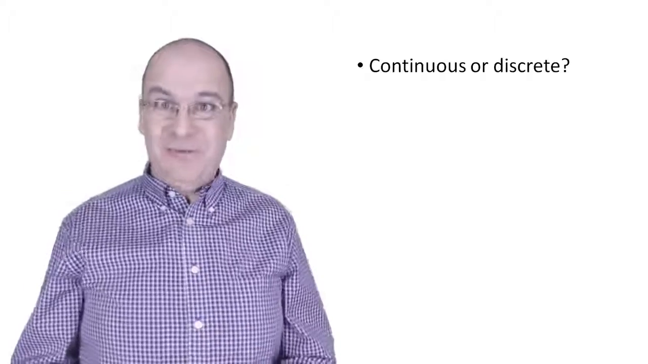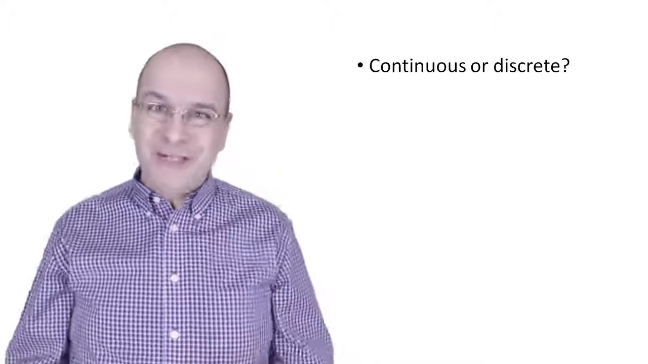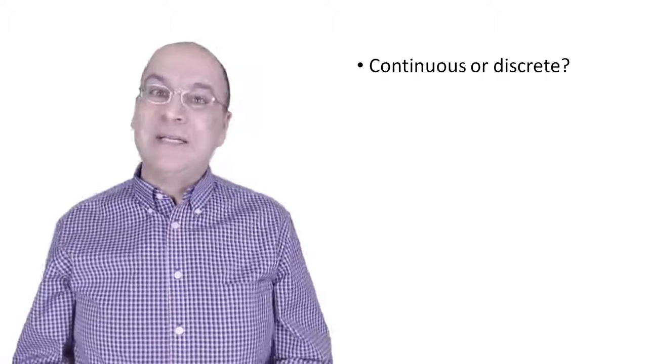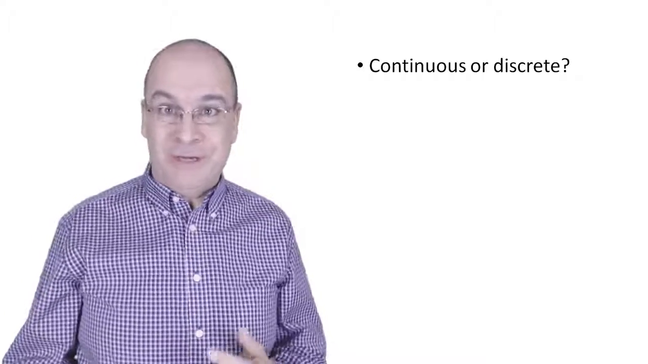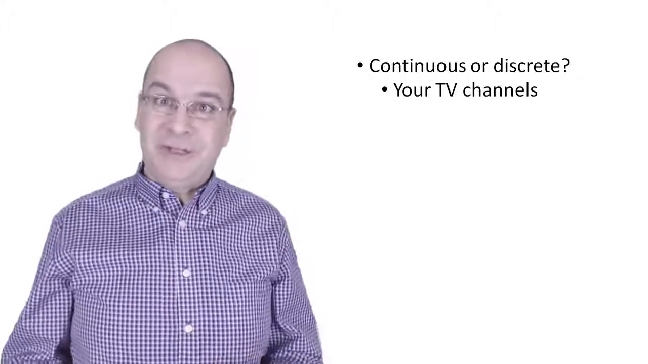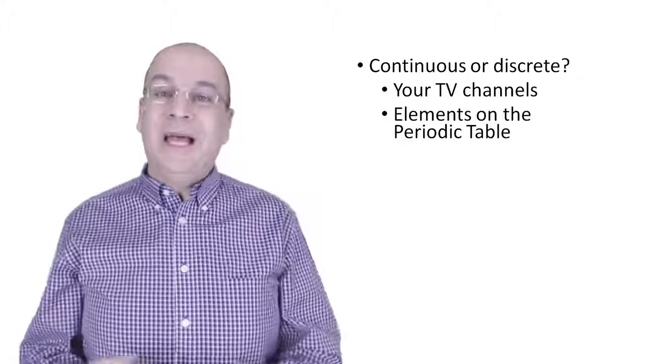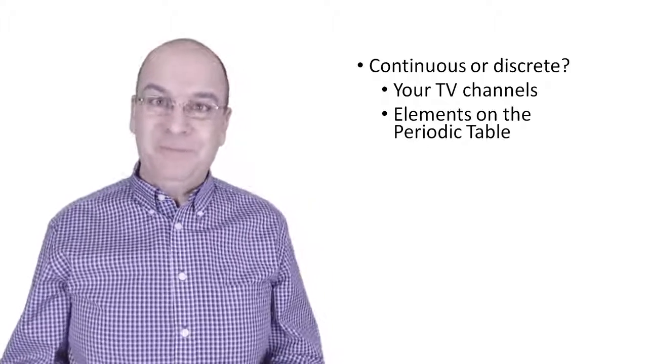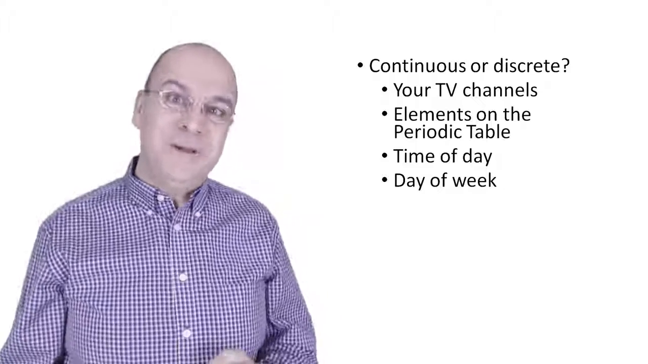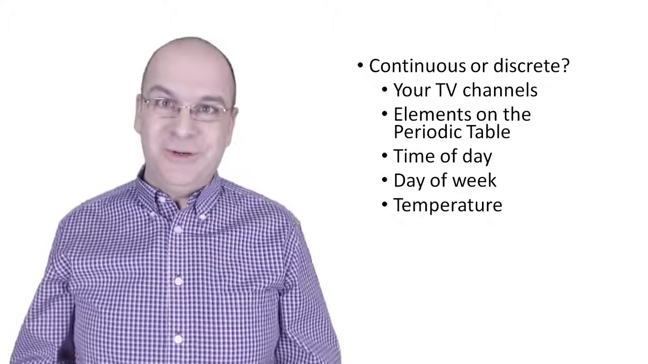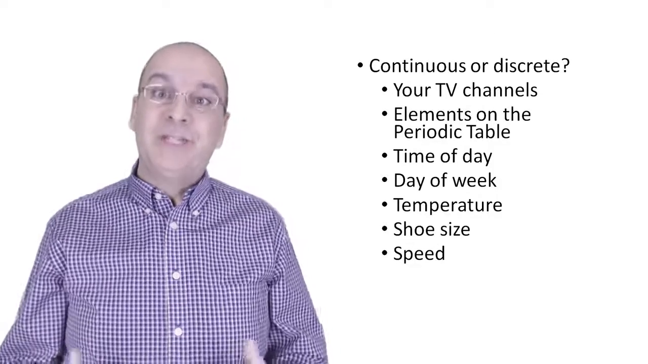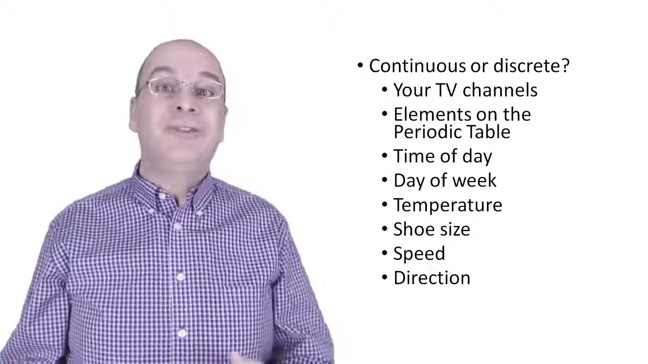Okay, now it's time for you to do a little thought exercise to try to determine whether particular pieces of data are continuous or discrete. Here they are: the TV channels that you have available to you, the elements on the periodic table, the time of day, the day of the week, the temperature, shoe sizes, speed, and direction.